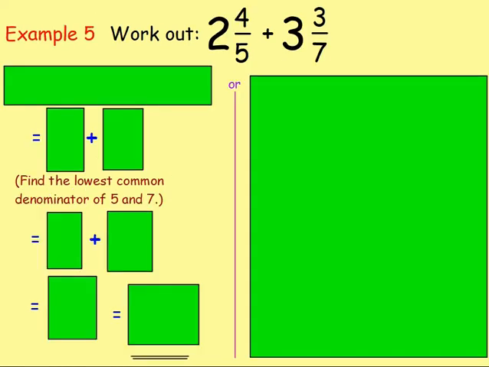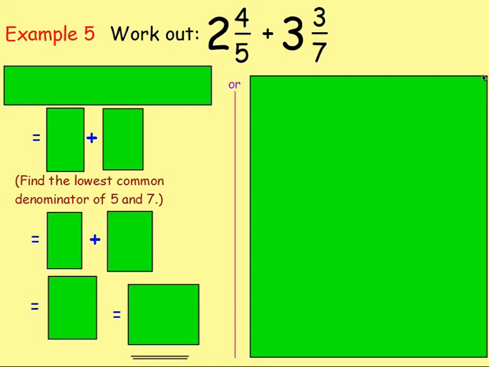Example 5. Work out 2 4/5 plus 3 3/7. I'm going to show you 2 methods for doing this. You can choose whichever one you like. As long as you show your working and you get the right answer, it makes no difference whatsoever.